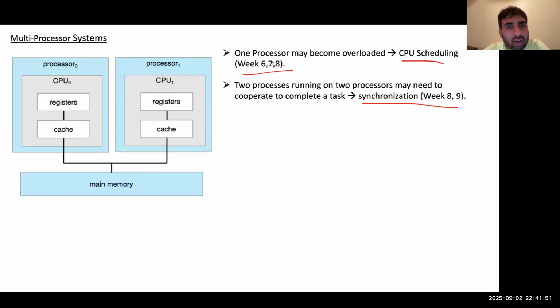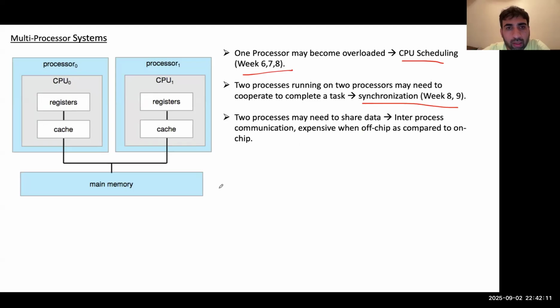I am explaining this because these are the implications of having a system where you can run multiple processes on different processors at the same time, right? But then you need to take care of special problems or challenges.